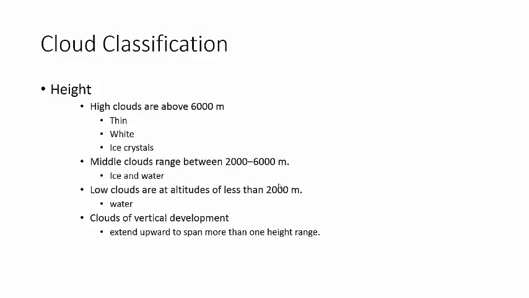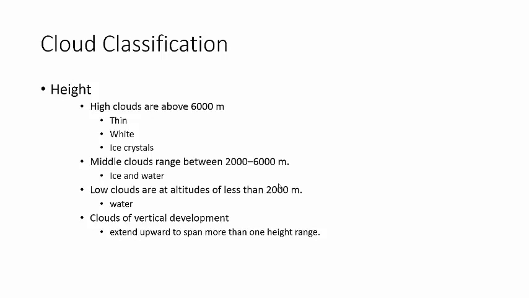Now the height. Okay, get ready for these big names: high, middle, and low. Yeah, that's it. So high clouds are above 6,000 meters off the ground. They're thin, they're white, and they're usually made out of ice crystals. Low clouds are ones that are less than 2,000 meters off the ground. And these ones are made out of water. The middle are the ones in between. And they're made out of ice and water, because they're the ones in between.